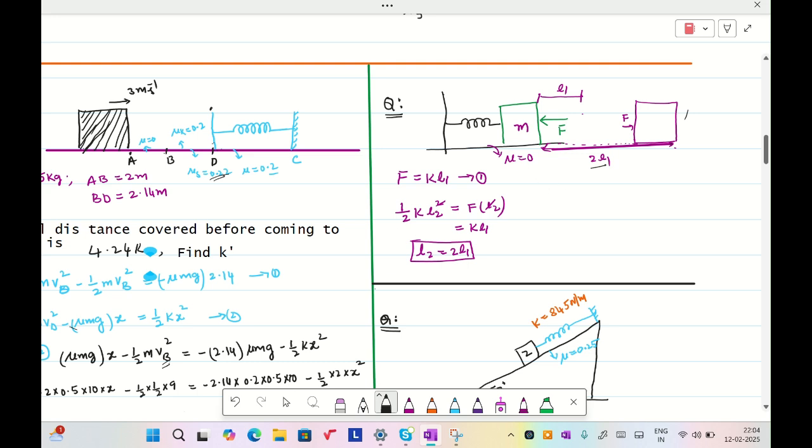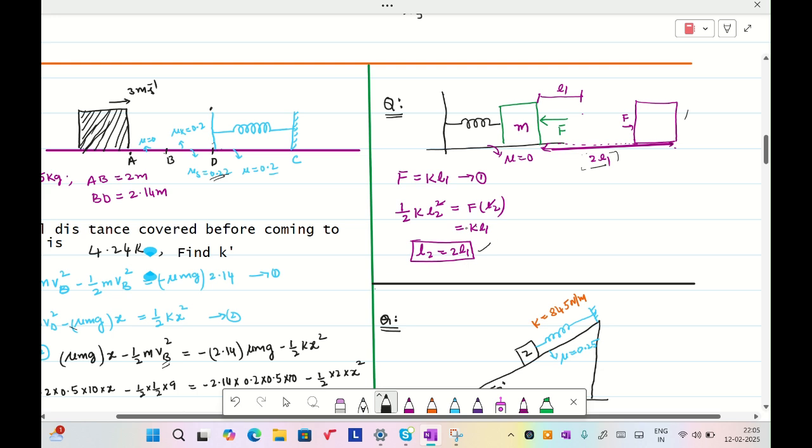Therefore 1 by 2 K L2 squared is equal to the potential energy, which is equal to the work done by the applied force, that is F into L2. Already we know F equal to KL1, therefore the Ks get cancelled and L2 is equal to 2 L1. It is very simple. Initially by applying the force we compress by L1 distance, meaning L1 is the compression in the spring. Now we are releasing, and because of this compression KL1, it is giving force on the block to move L2 distance. That is the work done by the spring.